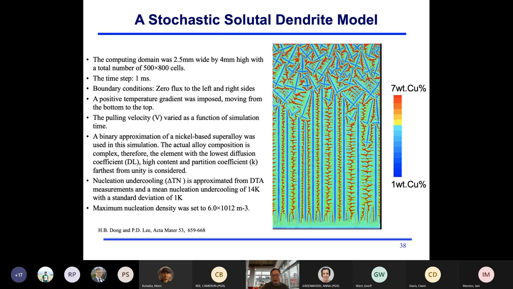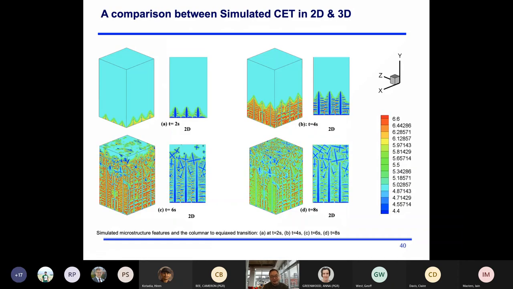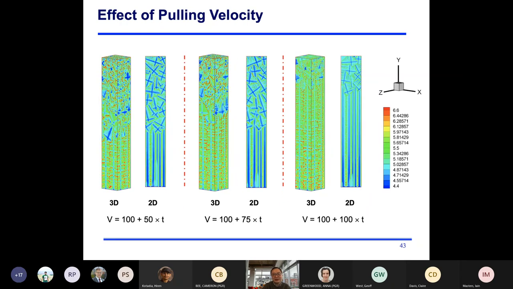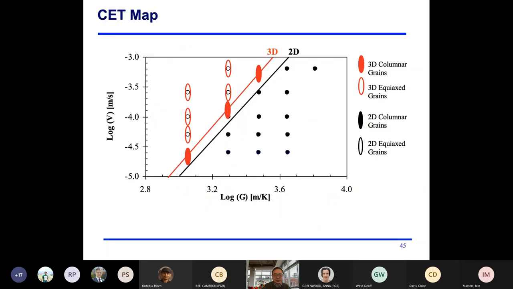This is from when I worked with Peter; we used this code for a very long time, and it's still available. If anyone wants to use it, you are welcome to. This is supposed to be a 3D movie, but it does not show on this PC. You can do 3D analysis, comparing 2D and 3D analysis, looking into solid profiles, so you can have a longitudinal view of what happens inside the crystals. Then you can also look into other effects such as undercooling, pulling velocity, essentially thermal gradient and velocity. Another thing to look into is primary spacing, essentially how the original structure will affect the weld pool growth rate.